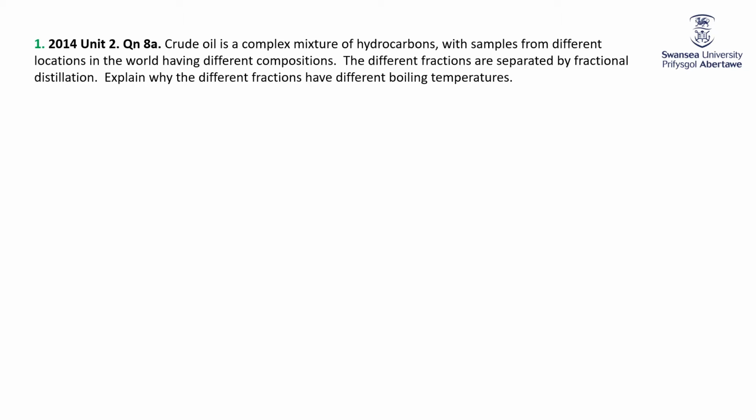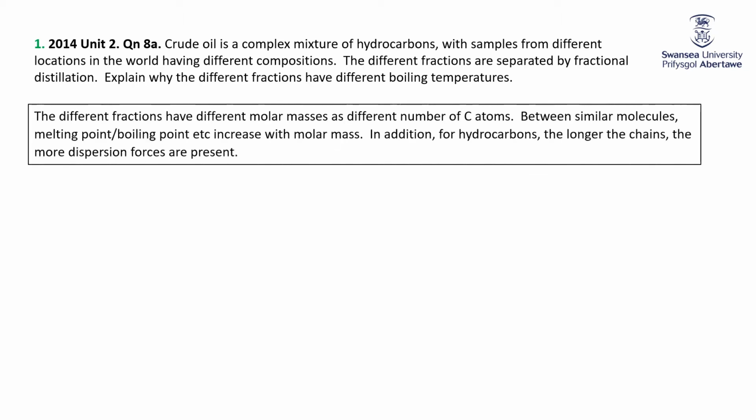So crude oil, complex mixture of hydrocarbons, samples from different locations, different fractions separated by fractional distillation. Why do the different fractions have different boiling temperatures? Well, they have different molar masses because you've got different numbers of carbon atoms, and hydrocarbons have dispersion forces, and the more atoms you have in a molecule, the higher the dispersion forces, and so the higher the melting points and boiling points. So generally between similar molecules, melting point and boiling point increase with molar mass.